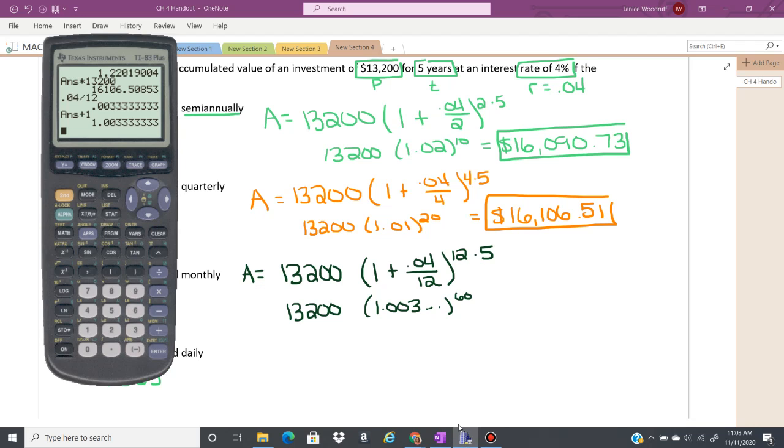Now here, when you do have a repeating decimal, it's important to try not to round until the very end. So I'm just going to make sure that I keep that in there, and I raise it to the 60th. And then I multiply by 13,200. There I get $16,117.16.